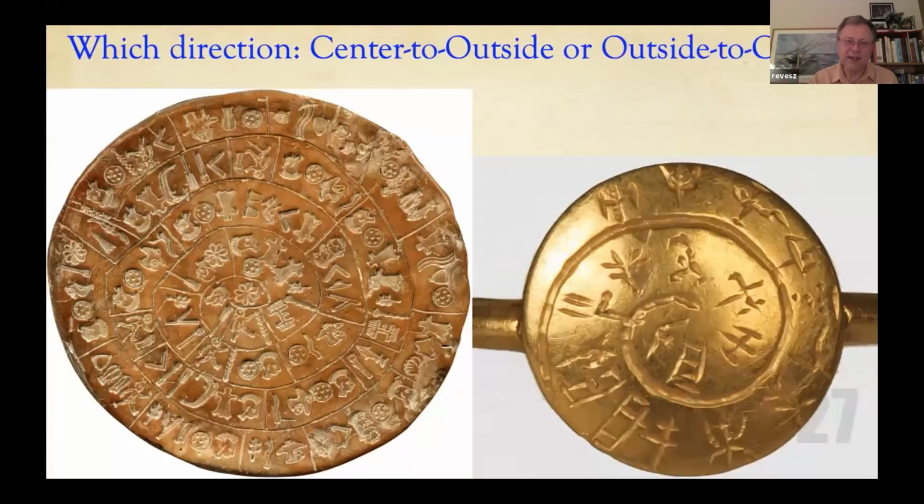Now, let me have a challenge question to the audience. Which direction should we read these 2 objects? From the center to the outside, or outside to the center? The left side is the Phaistos Disk, and the right side is a gold ring. They are both spiral. What do you think? Okay. Anybody?